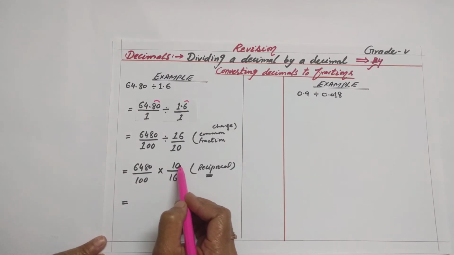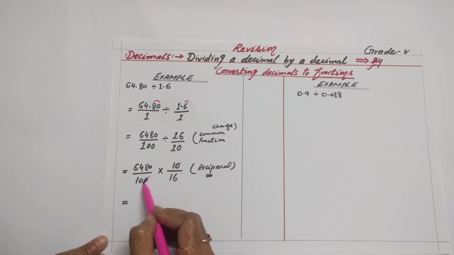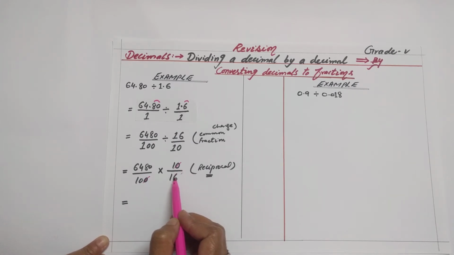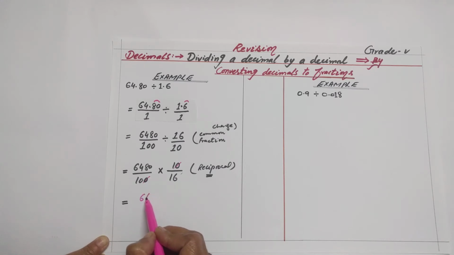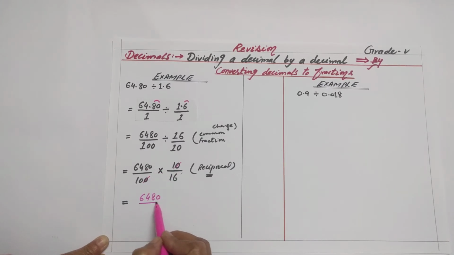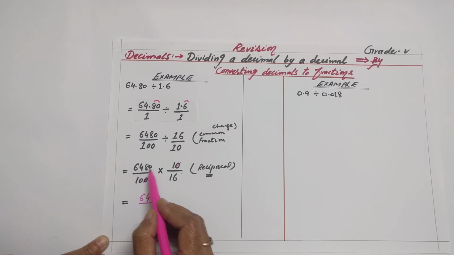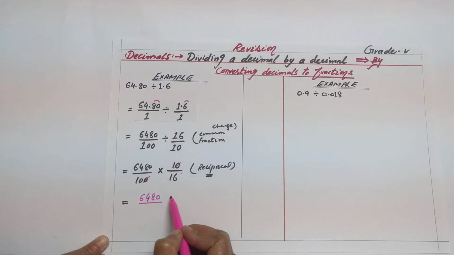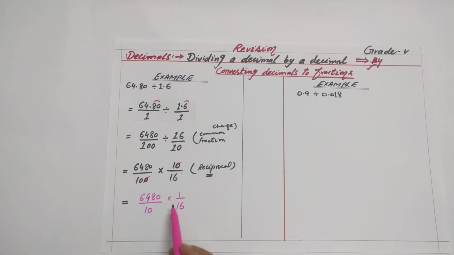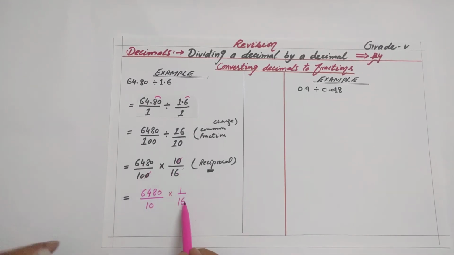As I told you in the class, we can cross the 0 by 0. 0 will divide the 0, and now the left number is 6,480 multiplied by 1, which means the same number, so no need to write it again. So 6,480, and here we have 10. Here we have 10, and here we have 1 by 16. Now you can also cross out the second one by this, but I am cutting it over here.